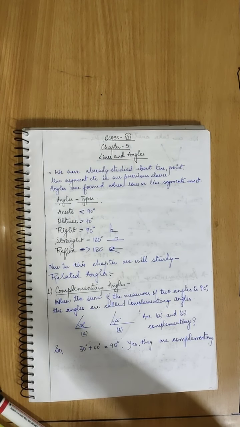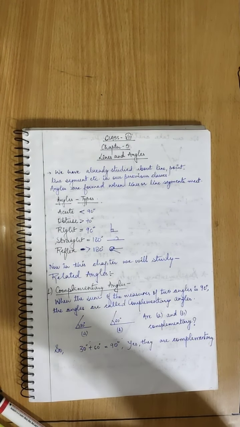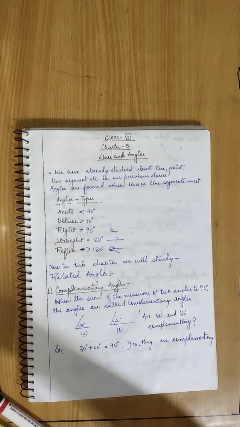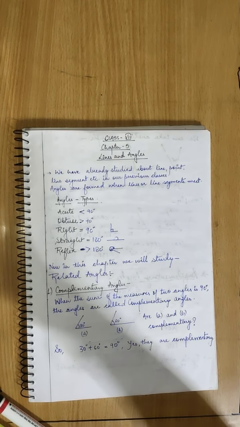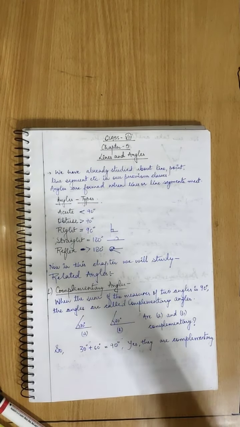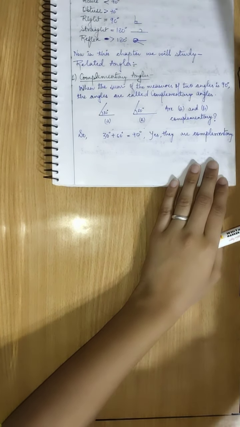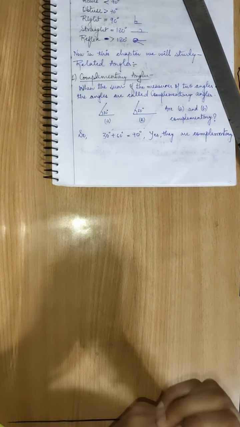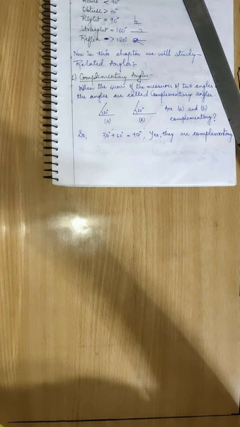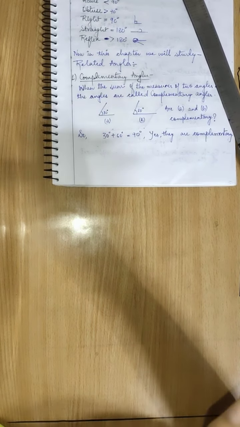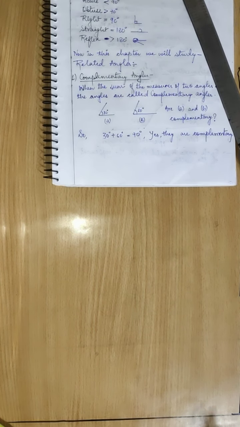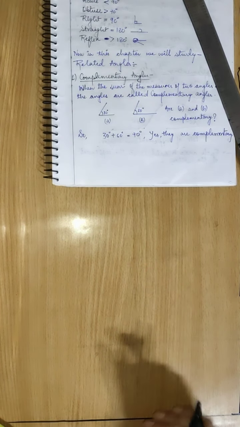Then we also know that angles have the following types: acute angle, obtuse angle, right angle, straight angle and reflex angle. If you might not know, then I'll discuss with you the following angles: acute angle, obtuse angle, right angle, that is 90 degrees, straight angle, that is 180 degrees, and reflex angle. So first of all, what is an acute angle?